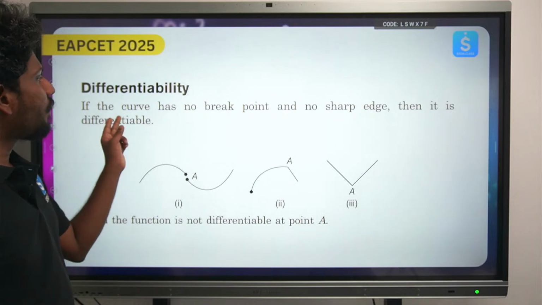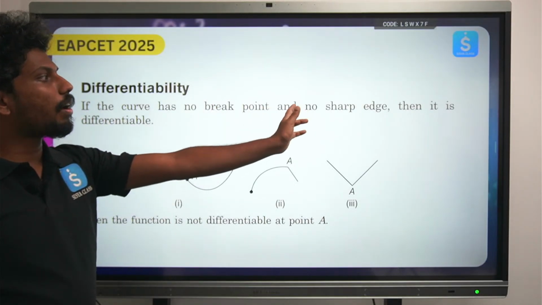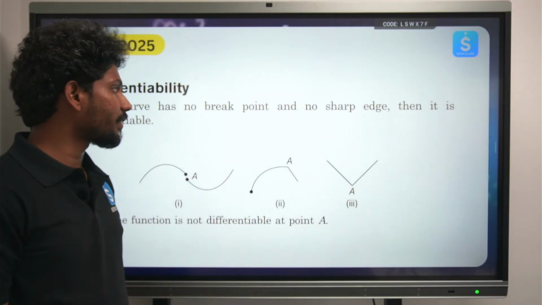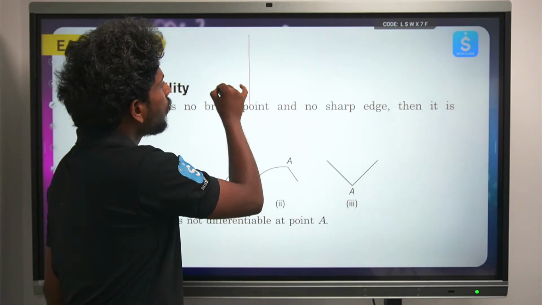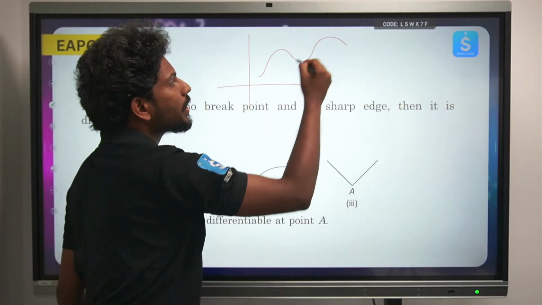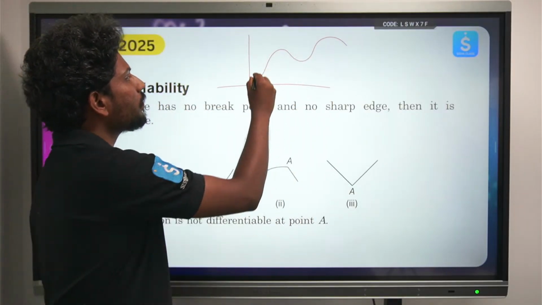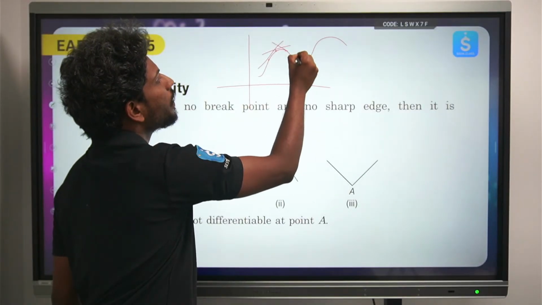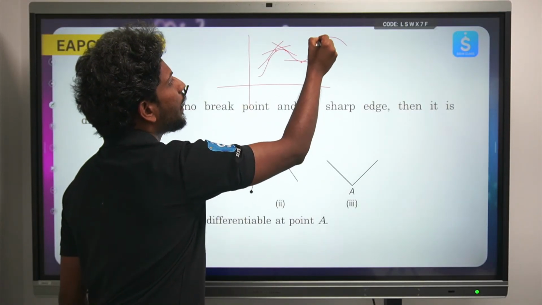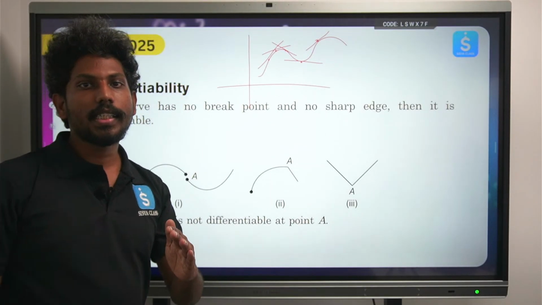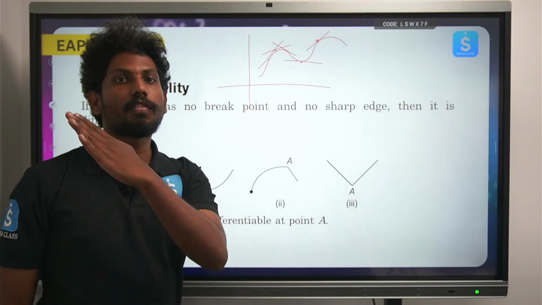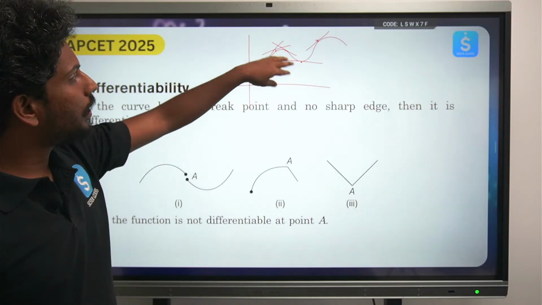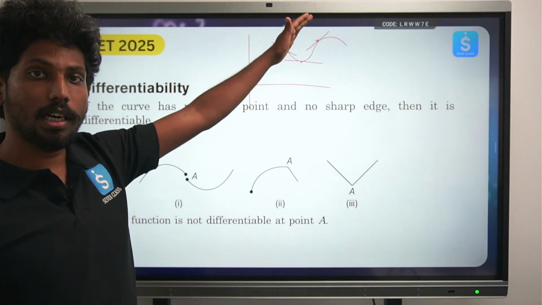So chudandi, if a curve has no breakpoints and no sharp edges, then it is said to be a differentiable function. For example, prati oka curve ki any points unnai? How many points are there on a curve? There are infinite points, right? So at each and every point you can draw a tangent, right? In a way, a tangent is nothing but it is showing the path of the curve. So that is nothing but the tangent to the curve at a point, right?